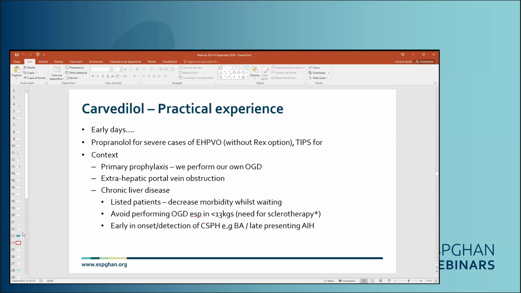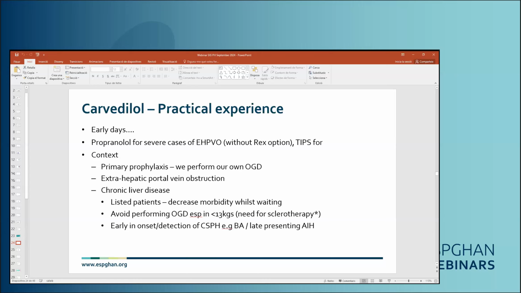So I work at Leeds Children's Hospital, which is one of the three liver centres in the UK. We have a transplant burden of about 25 to 30 patients, and a large number of children with chronic liver disease who have portal hypertension.